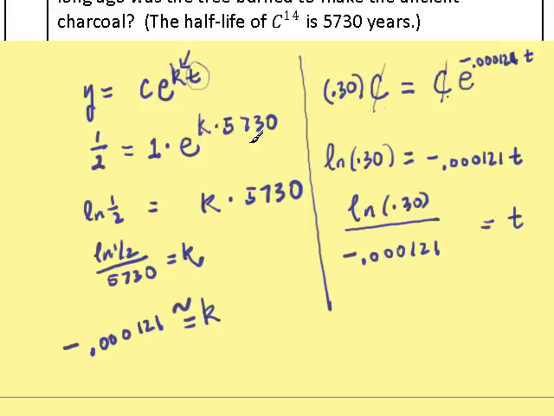And we expect this to be more than 5,730, because we're only left with 30%, not 50%. 50% takes 5,730 years. We're left with 30%, so we expect to get some number that's a little bit larger than this. Okay, so let's see what this is. So we get that t is equal to 9,950 years.